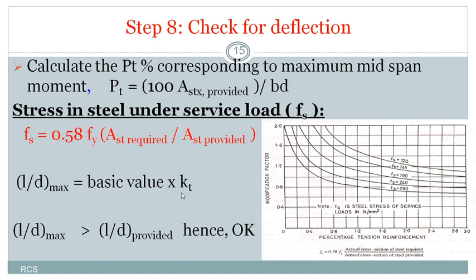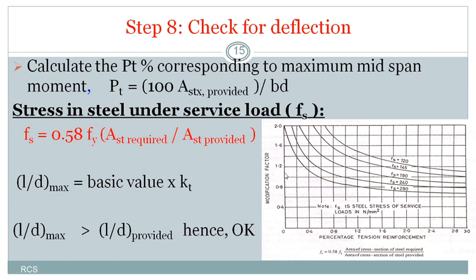Then how to calculate this kt? For a particular percentage of reinforcement on the x-axis, and on the y-axis we have the modification factor, and in between we have some curves related to fs. Suppose you are getting 0.8 as the percentage of steel, and 240 is the fs value. Then for 0.8 you project onto the fs curve, that is 240, and after the intersecting point of the 0.8 percentage of steel and the curve, you project the same thing horizontally onto the y-axis.